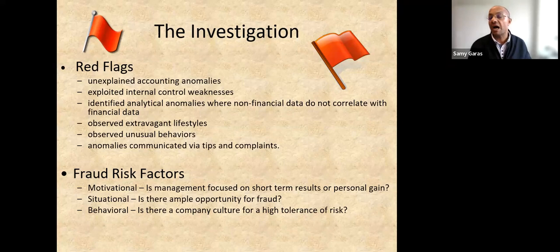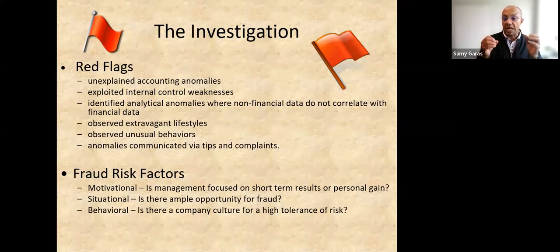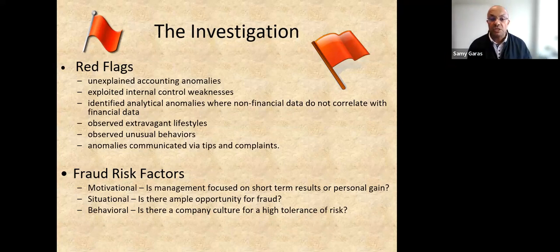Another one is to observe unusual behaviors, like the way the employees talk to each other, the way the employees come and go from the company, whether there is any camera, any security, and so on. This can raise a red flag for the fraud examiner. And here also, anomalies communicated via tips and complaints, which means the auditor can collect the red flags either by observation or by hearing what the employees are saying to each other, or by getting phone calls or letters and so on from the whistleblowers.